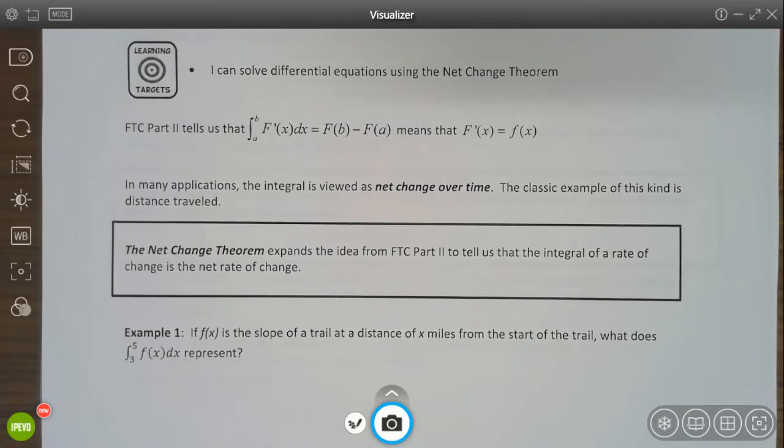In this video, we're going to look at how we can solve some differential equations using what's known as the net change theorem. Now, the good news is that we already know the net change theorem, so we're going to talk about how that basically comes from our fundamental theorem of calculus.